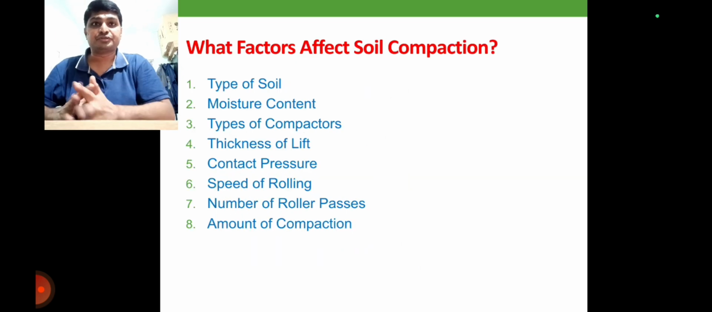Then, what are the factors that affect soil compaction? Soil compaction is affected by the type of soil, the moisture content, the type of compactors used, the thickness of the lift, contact pressure, speed of rolling, number of roller passes, and the last one is the amount of compaction.